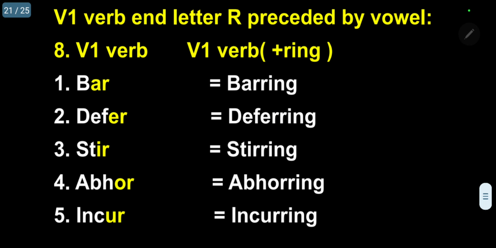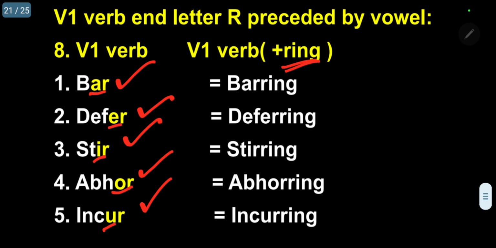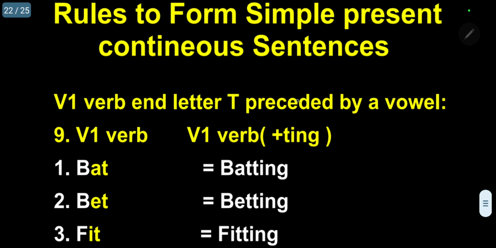Kindly follow R: bar, differ, stir, abhor, incur. The vowels are A, E, I, O, U. As usual, the R will be doubled here, and ing is added. So bar, barring; differ, differing; stir, stirring; abhor, abhorring; incur, incurring. Very easy to memorize. The next one.